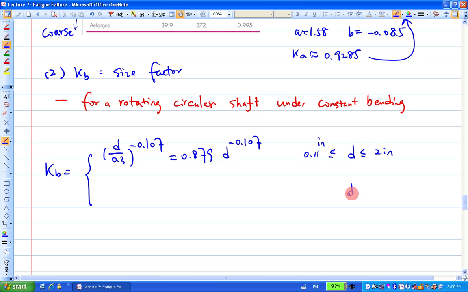If d is greater than 2 inch but less than 10 inch, it's a slightly different formula. This is 0.91 d to the power negative 0.157. Sorry, 157. Okay, 157. So that's KB. This is in US units, in inches.